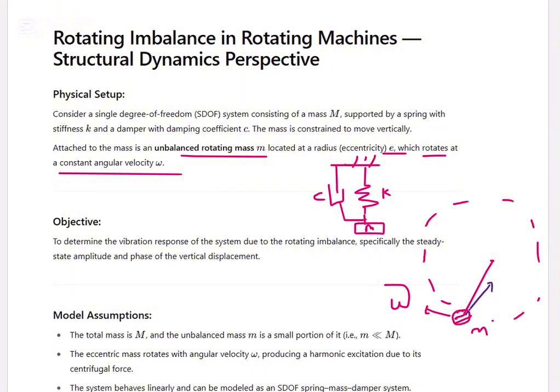Centrifugal acceleration acts towards the center, and depends on the radius and velocity squared. That's nothing but mass into radius into velocity squared. That will be the centrifugal force acting towards the center, the one that's holding it. Now the tangential acceleration acts like this. That will be mass into radius into angular acceleration.